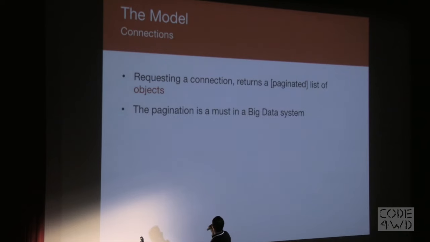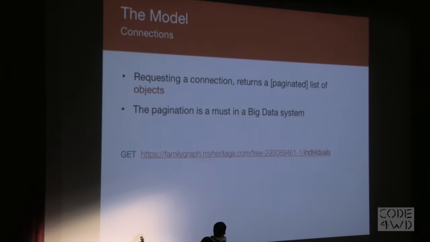When you're requesting a connection, since we're talking about arrays of objects, it's quite possible to get a very long list. Say I'm starting with a site and I want to get all the photos in the site. The site can have hundreds or thousands of photos. We're talking about big data, and maybe even millions of individuals in one tree. They would want to be able to paginate the system. So pagination is a must in a big data system.